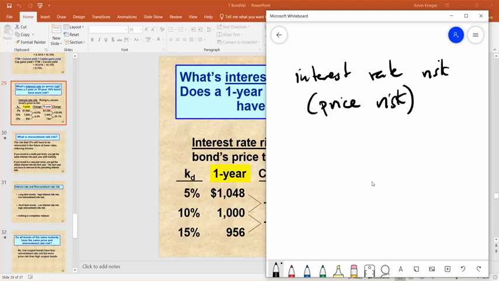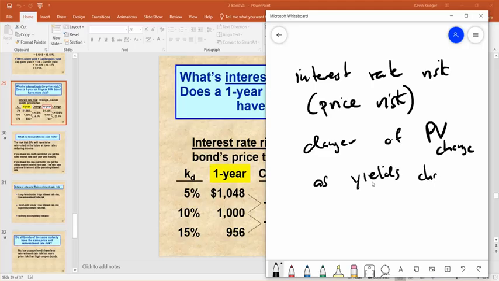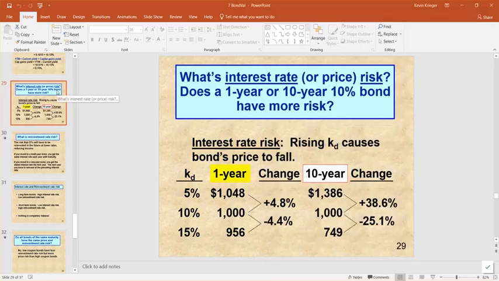This is the danger of present value change as yields change. Your coupon rate is locked in, but yields change every day, as our peers do new things and market rates force them to do it. That interest rate risk is a lot bigger when you have a long time to go.